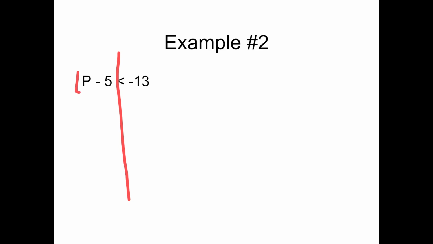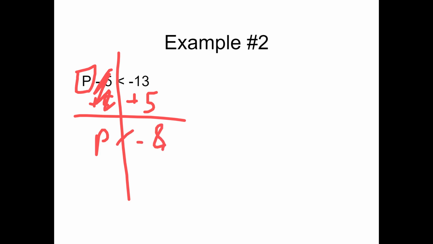Do it again. Draw my river, box up my variable. I don't need to box up the subtraction symbol because it's not to the left of p. So p minus 5 is less than negative 13. I have minus 5 left over. So what am I going to do instead? I am going to add 5. Got to do the inverse. This right here is going to cancel out, and p is going to be left all by itself. And then in my calculator, I'm going to do negative 13 plus 5, and that's going to give me negative 8. And then my symbol is going to stay the same. So p is less than negative 8.